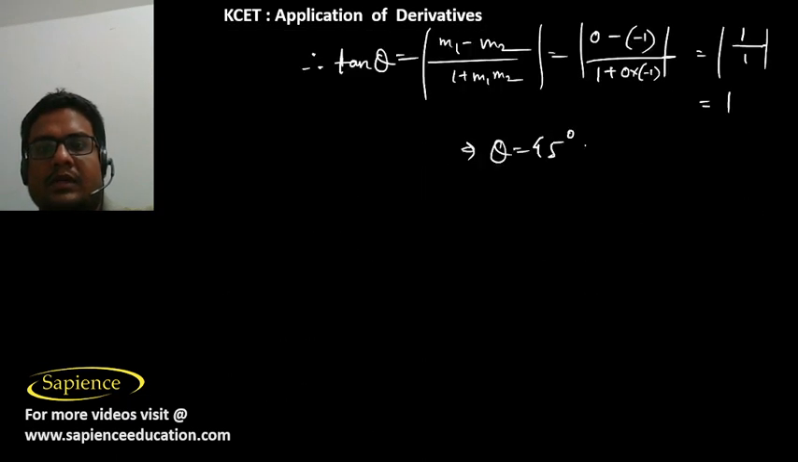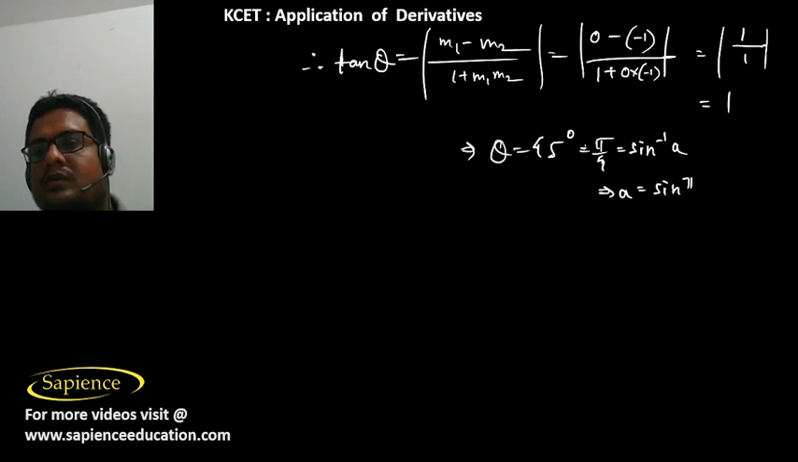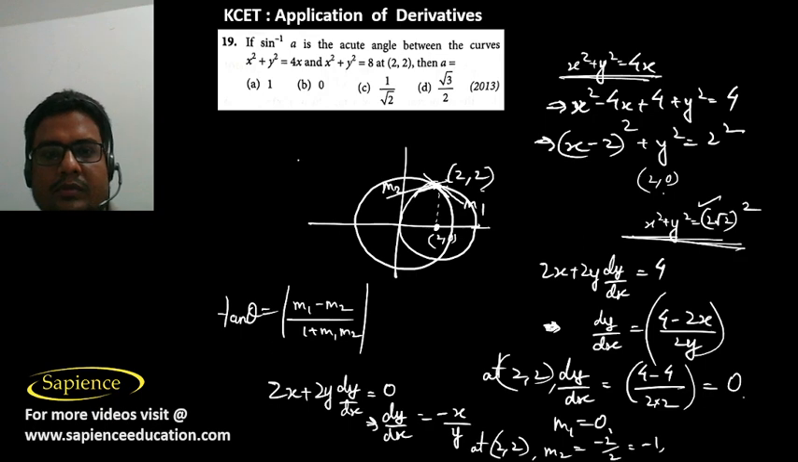So 45 degrees is pi by 4. So pi by 4 is sine inverse A. A is equal to sine pi by 4, that is 1 by root 2. So option C is the correct answer.